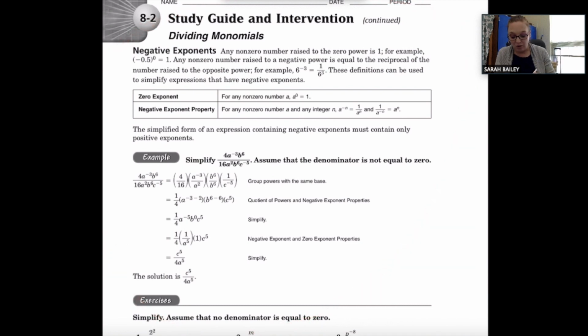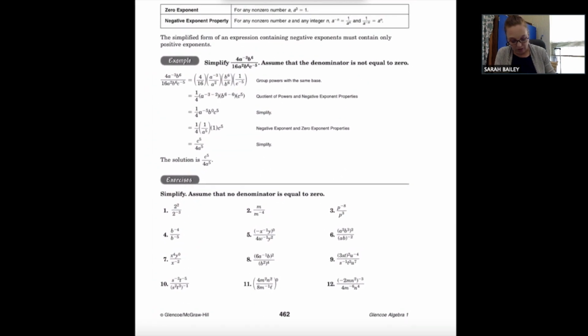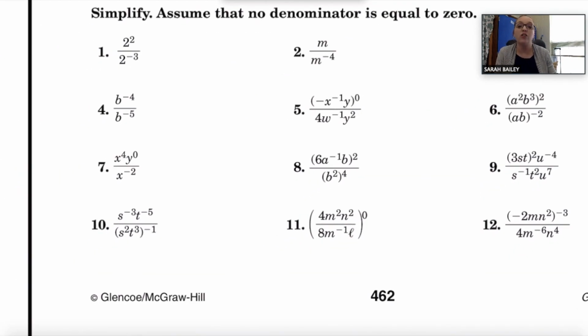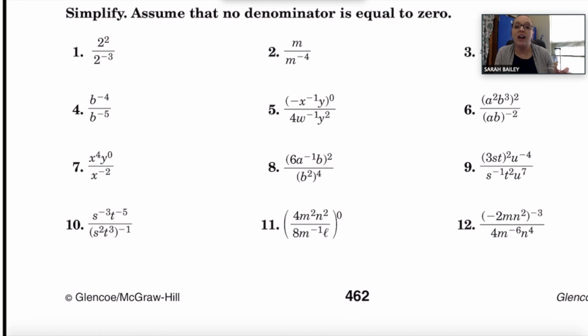All right, now that you've had an opportunity to read over that information, let's do some problems together. It says to simplify and assume that no denominator is equal to 0. And so I am going to go ahead and start with number 1.